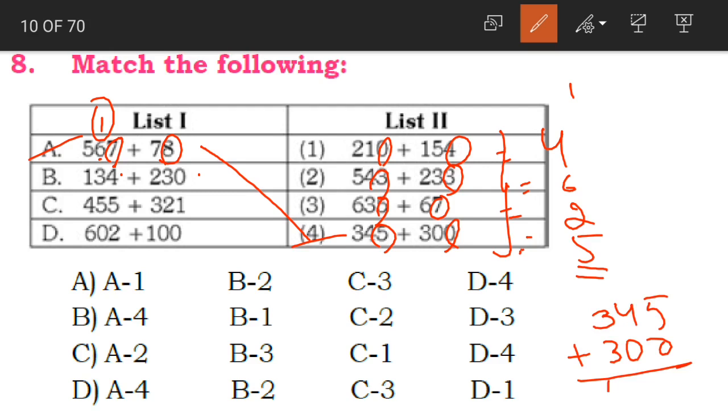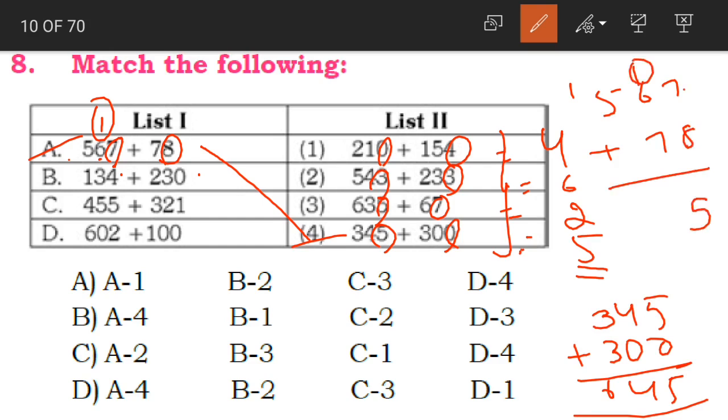345 plus 300 is equal to 645. Now let us solve this. 567 plus 78. 7 plus 8, 15. 5 here, 1 carried. 1 plus 6, 7. 7 plus 7, 14. 4 here, 1 carried. 5 plus 1, 6. Yes, 645. Both the sums are same. Yes or no, children? Yes.